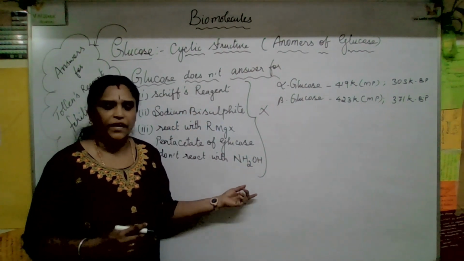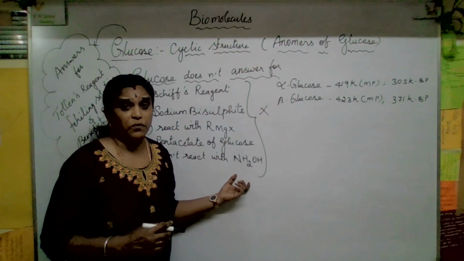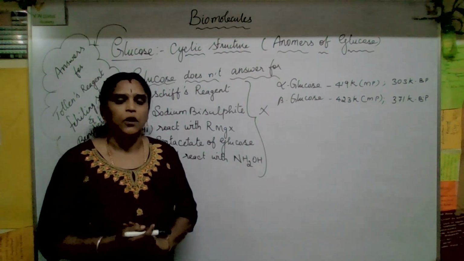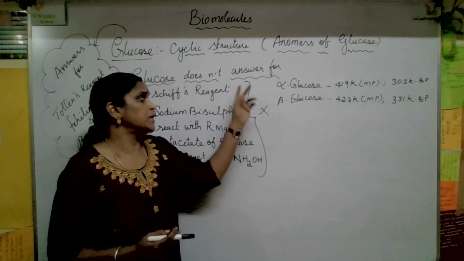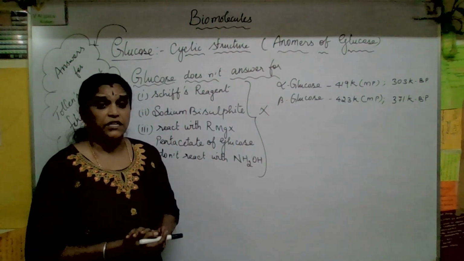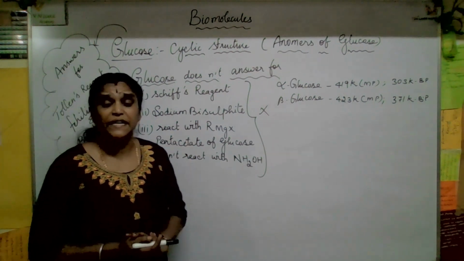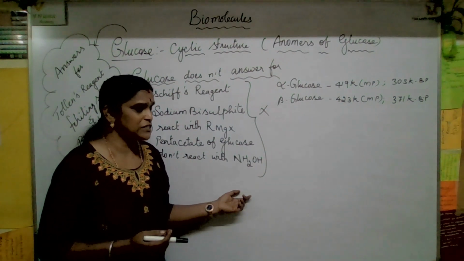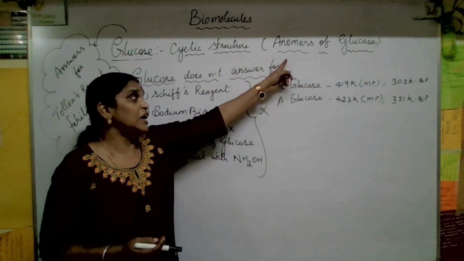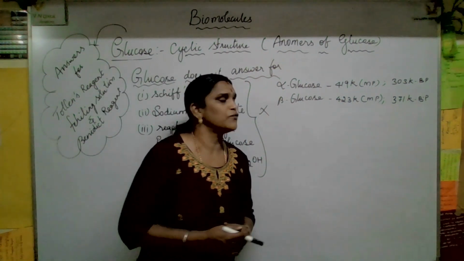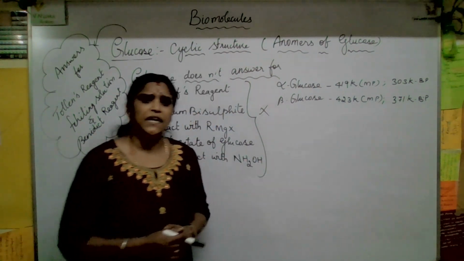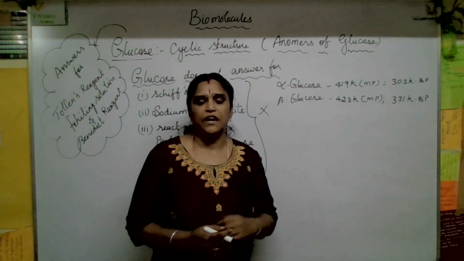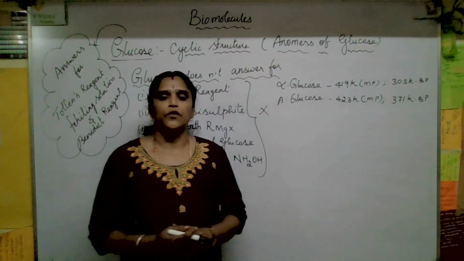Why? Actually, it is a really typical question, a give-reason question. Why does it not react with Schiff's reagent? Why does it not react with sodium bisulfite? Definitely you may get such questions. For this question only, you get a new point: anomers of glucose. Generally, the crystalline form of glucose exists in two forms.